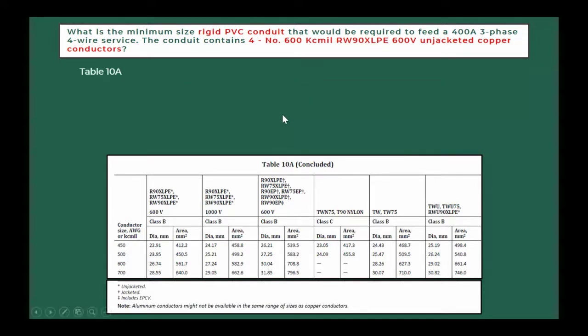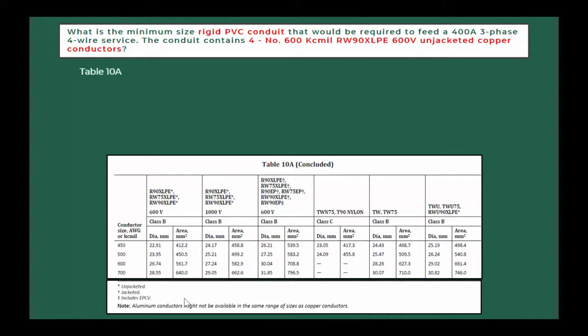So I got to get the area of 1. And this one here, it's got an RW90. It's got an unjacketed. You notice that there's 2 600 volt columns here, and they both have RW90 XLPE, but there's 2 different insulations, right? I got to go down to the bottom of table 10A. It might be on the next page. When you see an asterisk, it's unjacketed. When you see a plus sign, it's jacketed.